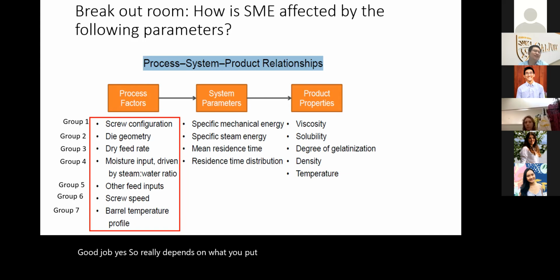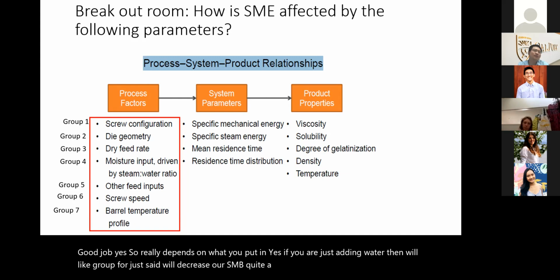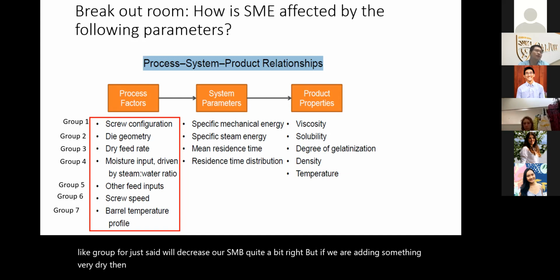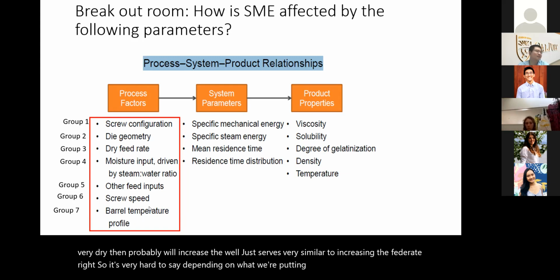If you are just adding water, then like group 4 just said, it will decrease our SME quite a bit, right? But if we're adding something very dry, then it will probably serve very similar to increasing the feed rate, right? So it's very hard to say, depending on what we are putting there. Good job, guys. That's a very good answer.